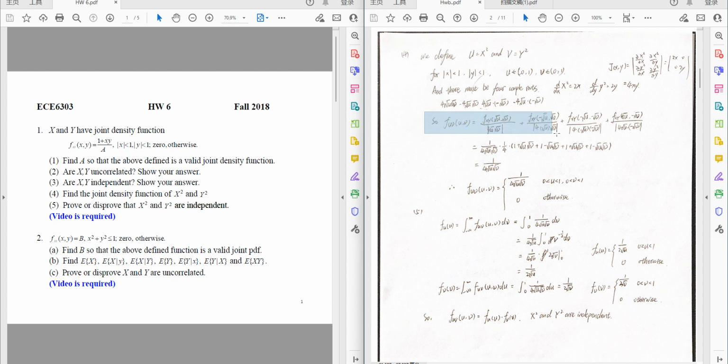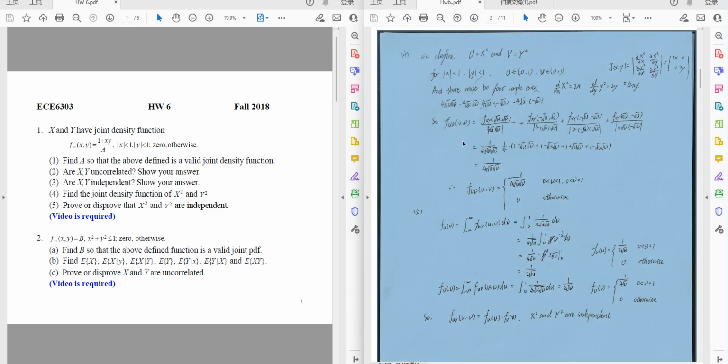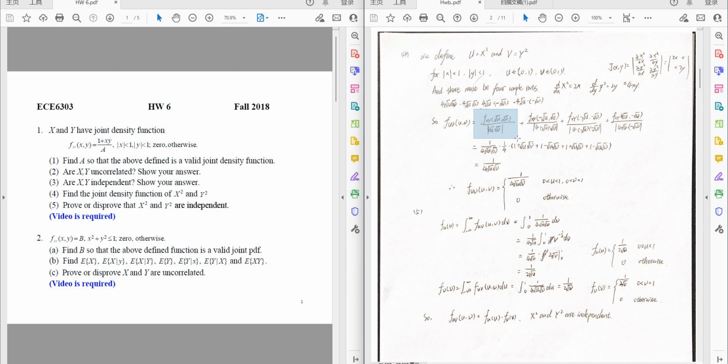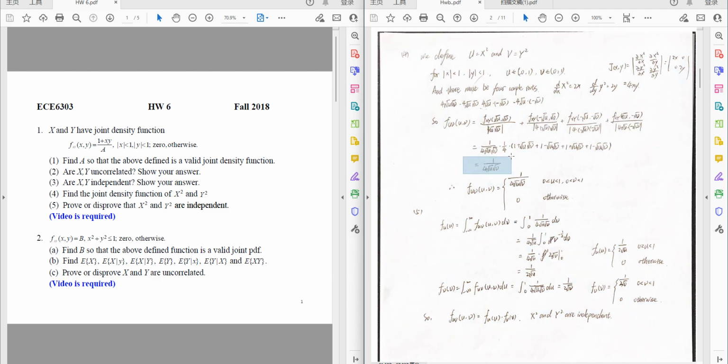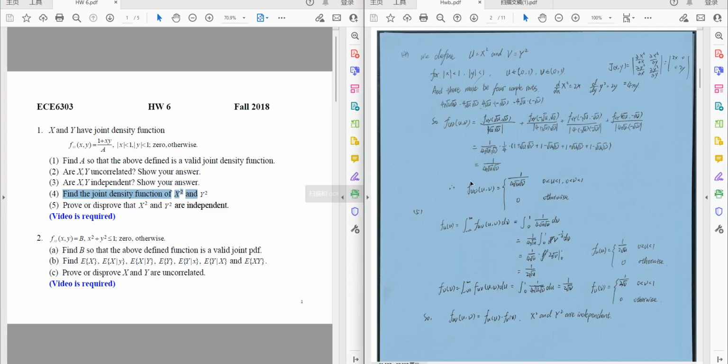So we can use the formula to calculate the joint density function of the new variables by this, and the result is this. So the answer to the first question is this.